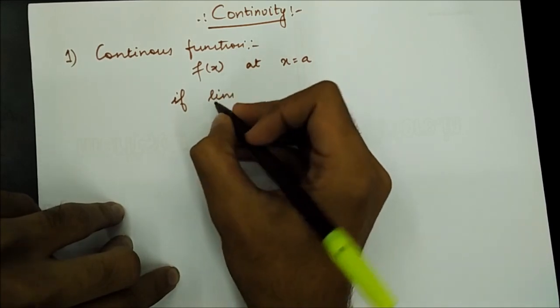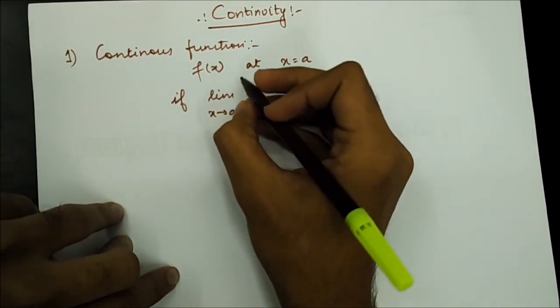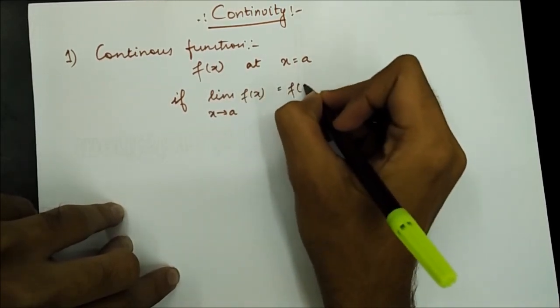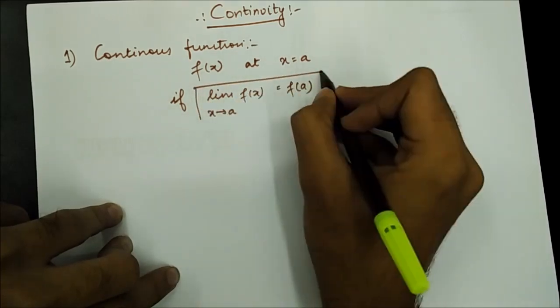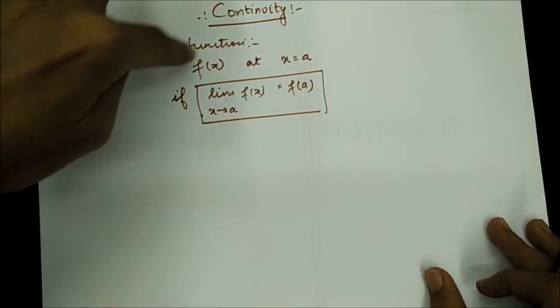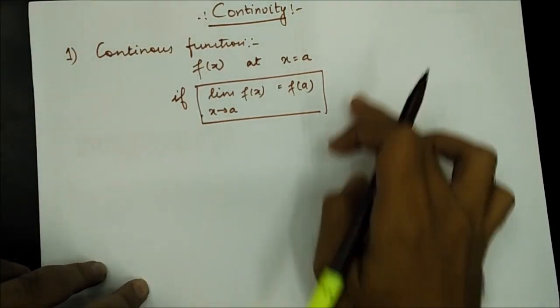limit of x tends to a, f of x is equal to f of a. So if this condition is satisfied, then we say that the particular function f of x is continuous at the point x is equal to a. So what does this mean?